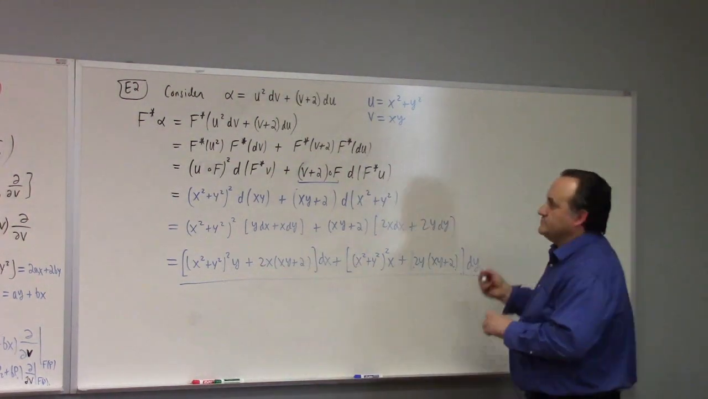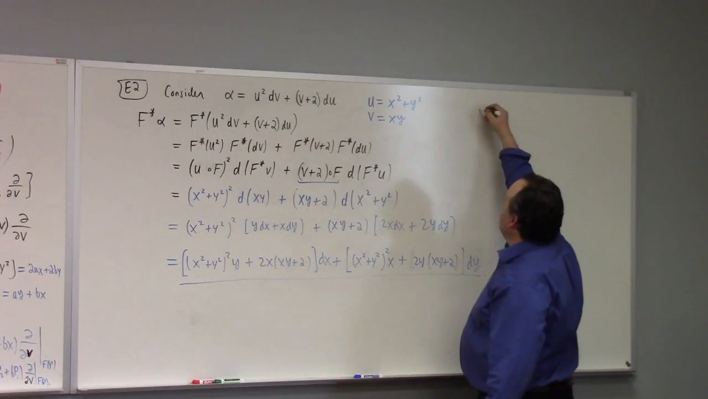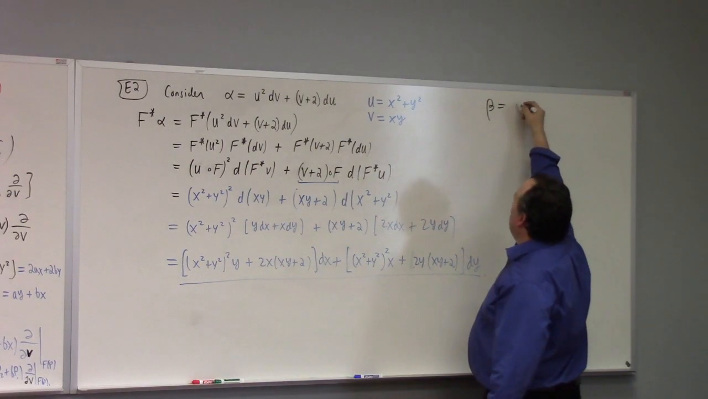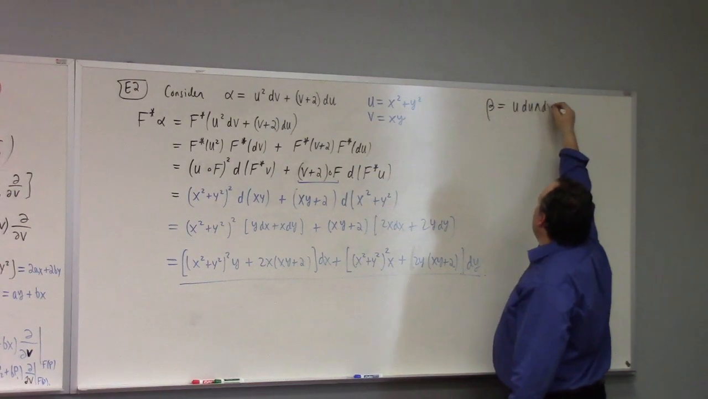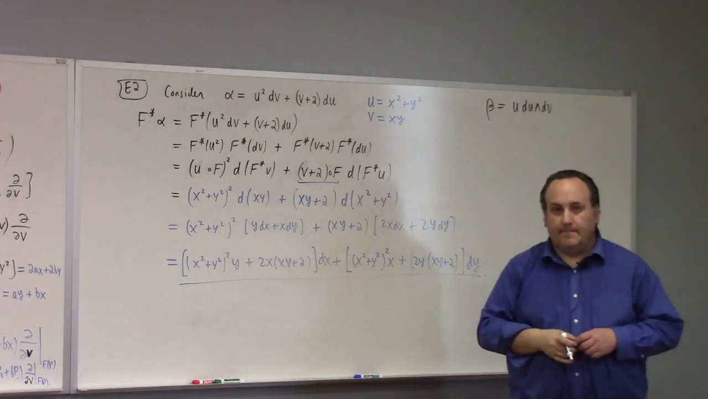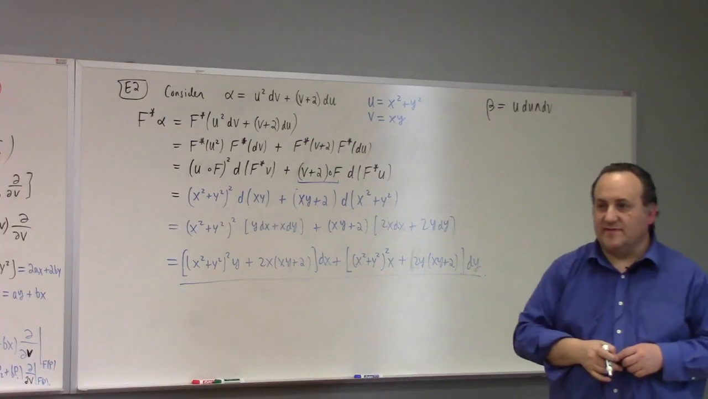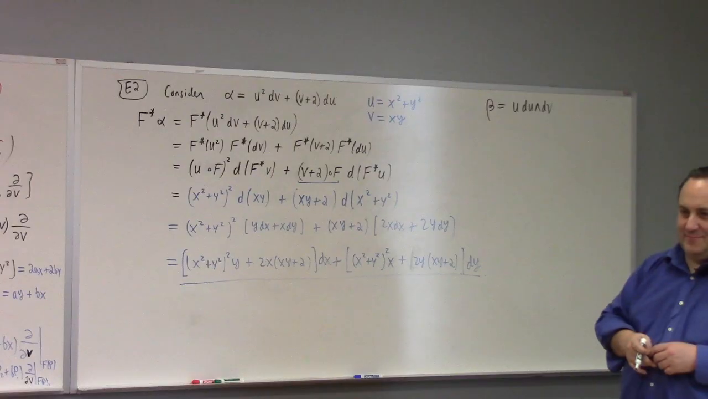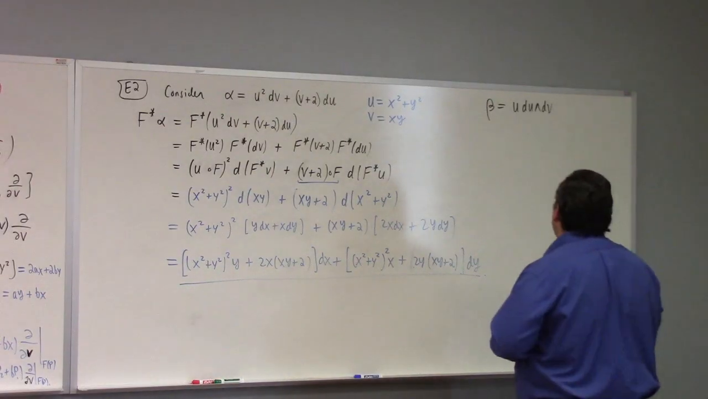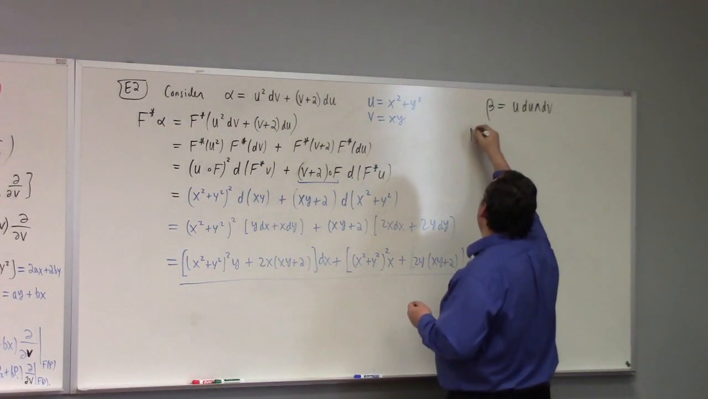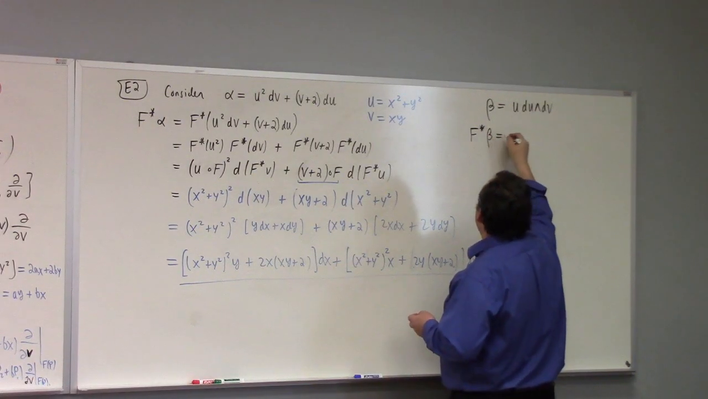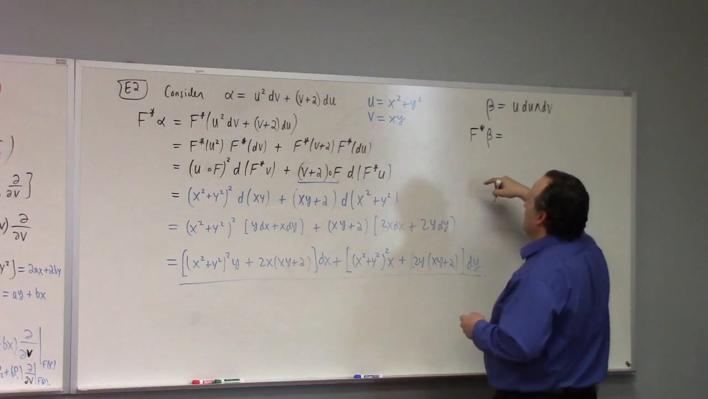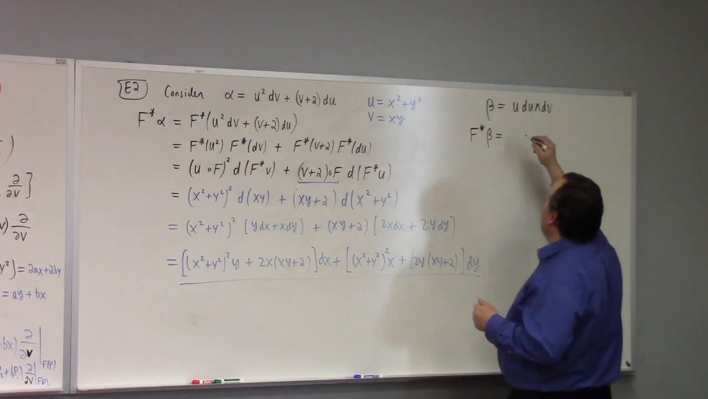Let's do another. Let's let beta equal u du wedge dv. Let's calculate the pullback. What is it? Aha! Pencil sharpening. I should have.